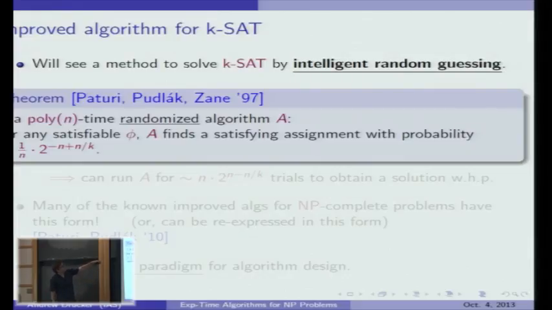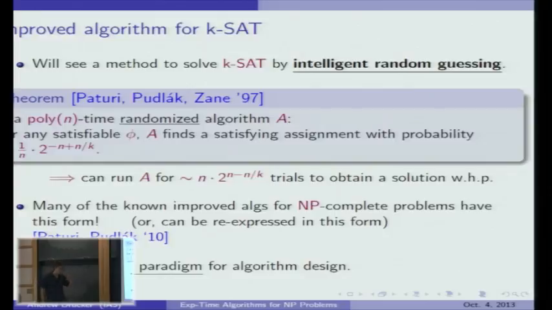So this result of PPZ says that there's some fast algorithm that, if you give it a satisfiable phi on n variables, attains essentially a 2 to the n over k advantage over random guessing. So it's that much more likely than random guessing to succeed. And now, this is a polynomial time algorithm, but you can just run it many times. You can run it for this many trials to obtain a solution with high probability if one exists. And if you didn't find one, you can say, well, it's probably not satisfiable. Okay. And so for any constant k, this is an improvement in the exponent for this exponential factor.